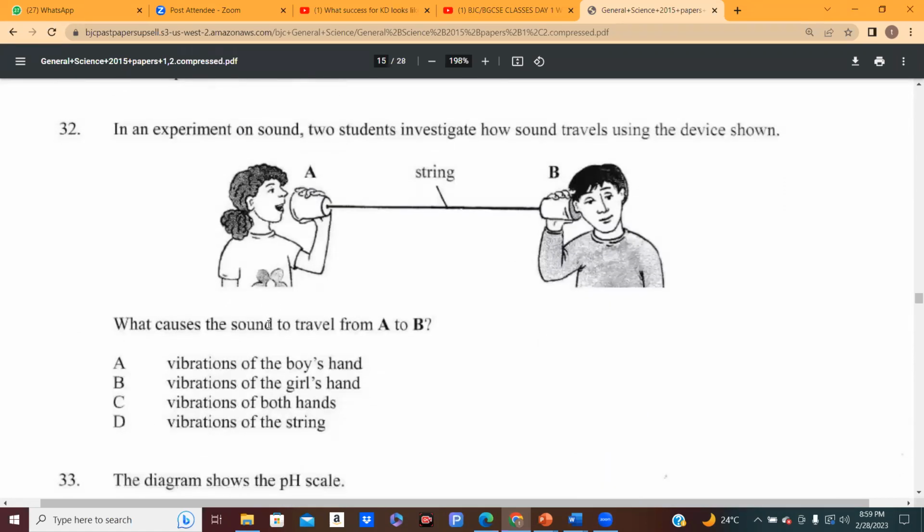All right, Daniel, number 32. In an experiment on sound, 2 students investigate how sound travels using the device shown. What causes the sound to travel from A to B? Is it A, the vibrations from the boy's hands, B, the vibrations from the girl's hand, C, the vibrations of both hands, or D, vibrations of the string? Daniel. Vibrations of the string. Very good.